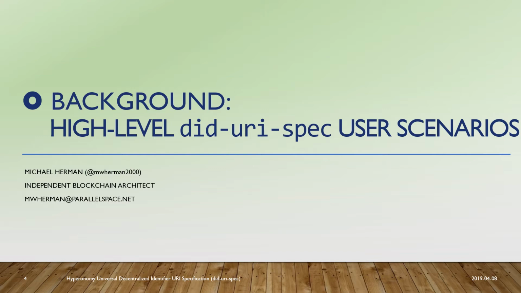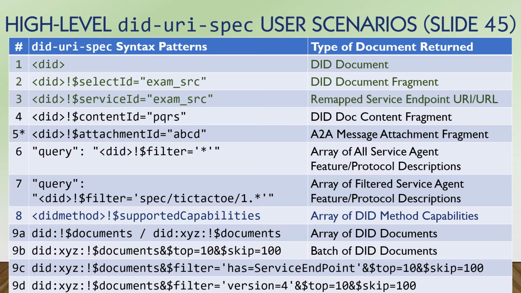So a little bit of background. Let's go through the major high-level did-uri-spec user scenarios. The high-level did-uri-spec user scenarios are sort of the high-level abstraction of the more detailed did-uri-spec use cases. The scenarios represent the most common patterns, and they're known as slides 45 and 46 traditionally, and slides 47 and 48 have been added based on some recent discussions in the CCG email distribution list.